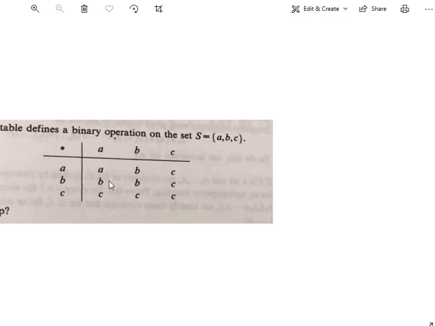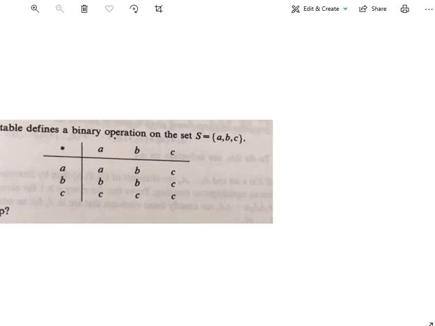For instance, let's see this. A is the identity element of this group. So under this A here, we are going to have A, B, C, and beside this A here we are going to have A, B, C. A star the identity element A will give us that element A. B star the identity element A will give us that element B. C star the identity element A will give us that element C. So we call A the identity element because if we perform the operation with any element and A, we are going to have that element itself.